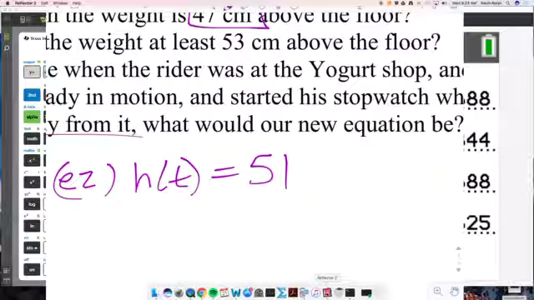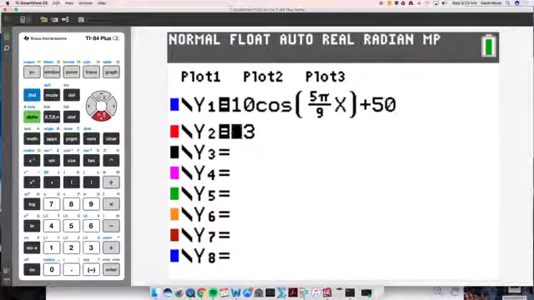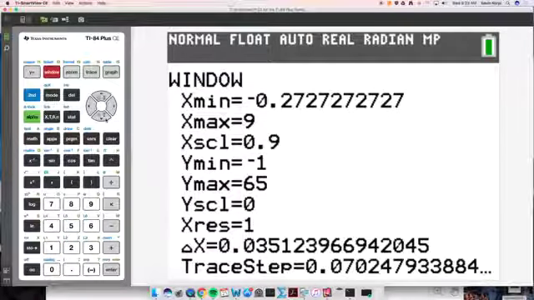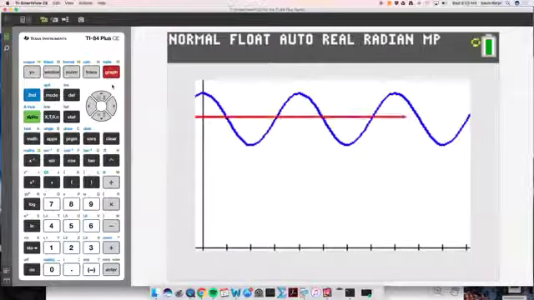51. Yeah, 51. All right, so let's go ahead and do that. We'll come down here and change 53 to 51. And let me go ahead and change my window. Let's go back from 9, let's just put it at 10. I don't know. I'll change it. We didn't need to change it, but it was kind of fun to do so.